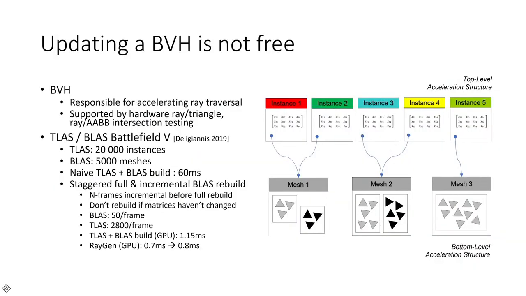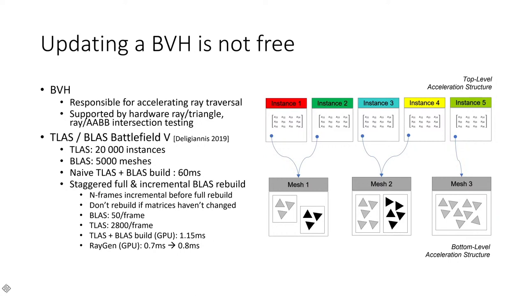So when I mentioned that updating a BVH is not free, as you know, a BVH is a structure that we use for accelerating ray tracing and ray traversal in the scene. The latest generation GPUs accelerate this by providing hardware ray-triangle and ray-box intersection. And this is supported by a two-layer structure, so top and bottom. In Battlefield 5, the example here is 20,000 top-level instances and 5,000 bottom-level meshes. A naive update of the whole BVH then is 60 milliseconds.